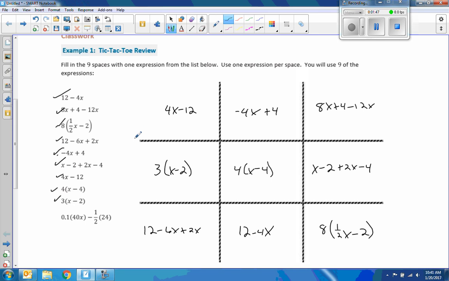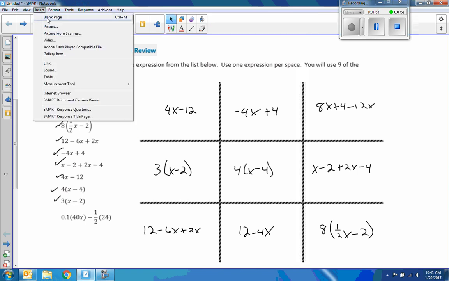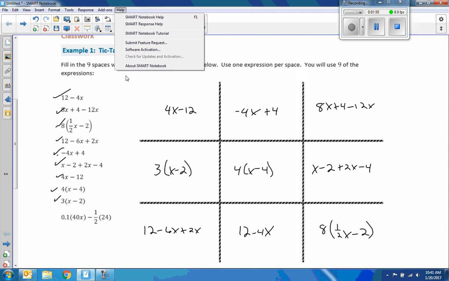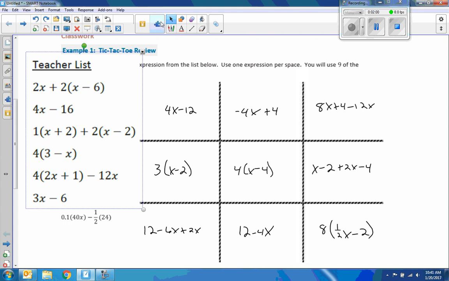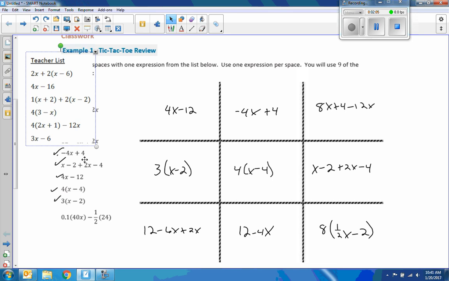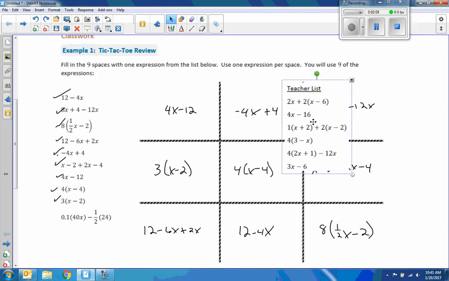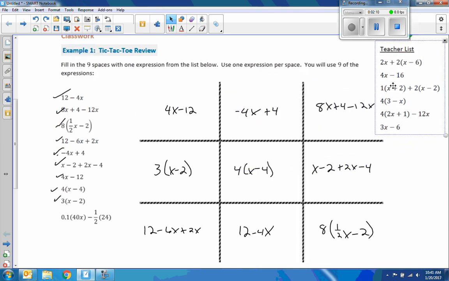Okay, so then once that is done, what I did in the class was I pasted in the teacher list as such. Let me shrink this down a little bit so we can see it over here. So this was the teacher list I gave them in class. So what they were supposed to do was rearrange or find a way to represent these expressions here and find the equivalent expression here.